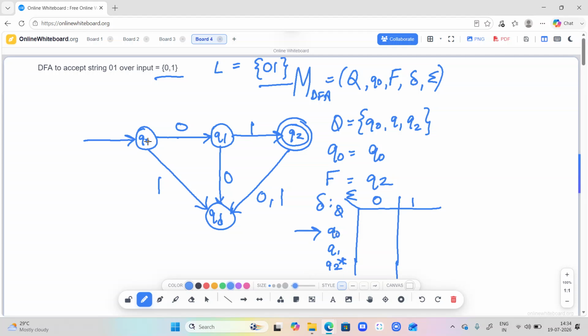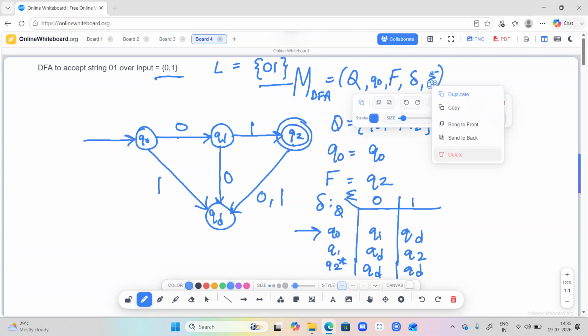Q0 on 0 goes to Q1. Q0 on 1 goes to QD. This is QD, the dead state. Now Q1 on 0 goes to QD. Q1 on 1 goes to Q2. Q2 state on 0 and on 1 goes to QD, that is dead state. This is how you show it using a transition table.